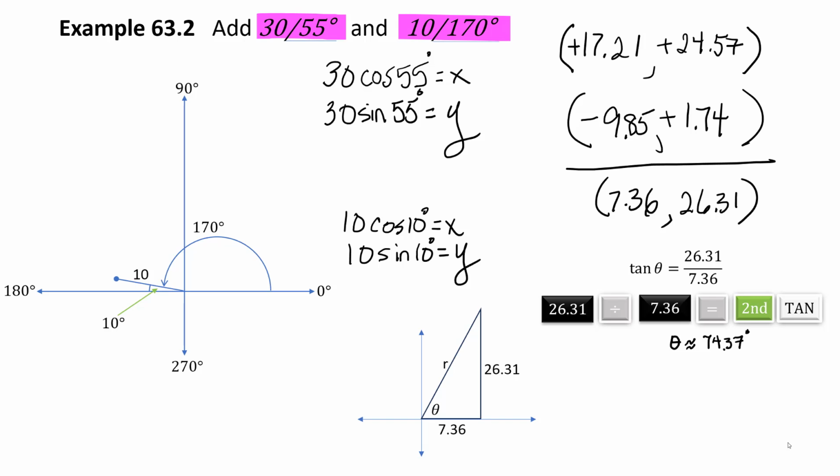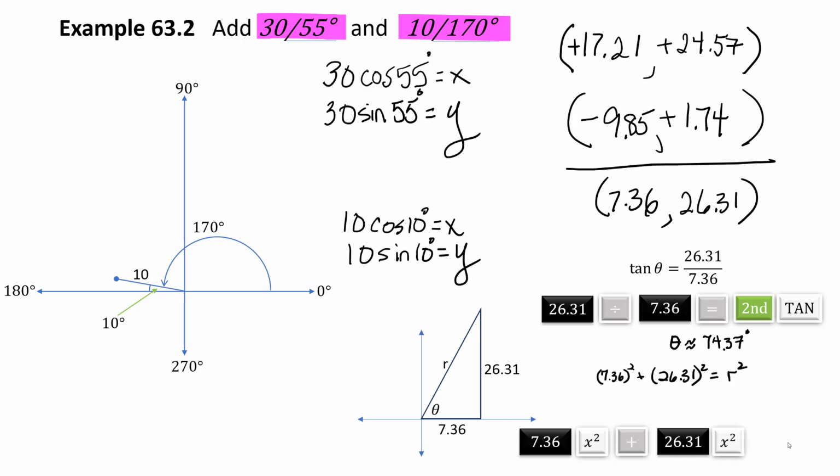Now you need to find r by using the Pythagorean theorem. So 7.36 squared plus 26.31 squared is r squared. If you punch that into your calculator, you punch in 7.36, hit x squared, hit plus, hit 26.31, then hit x squared, then hit equals, and then to find r, you're going to have to hit the square root button, and that will give you that r is about 27.32. So your final answer is going to be 27.32 at 74.37 degrees.